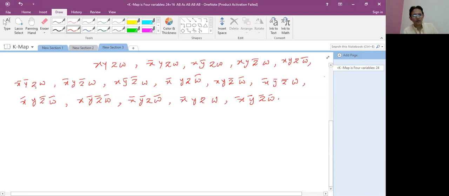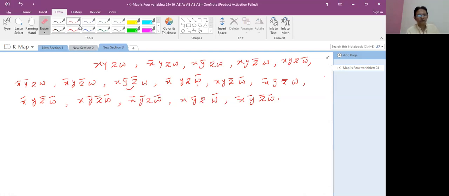Then Y, Z, or Y, W. So I miss this value X, Y, and W complement. So there are 16 min terms. It is related to this.